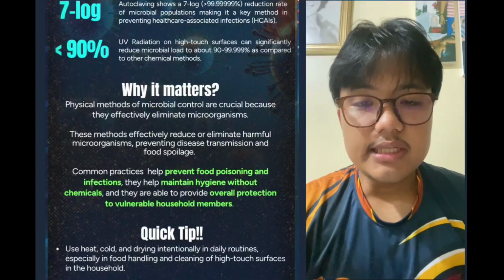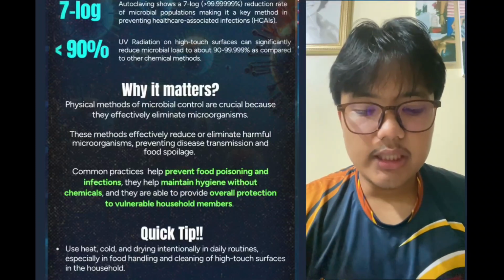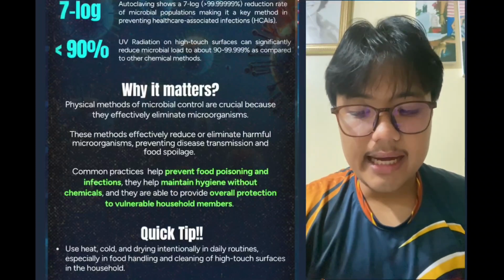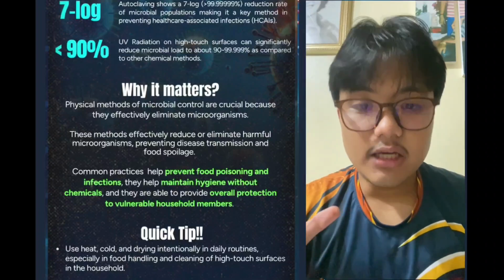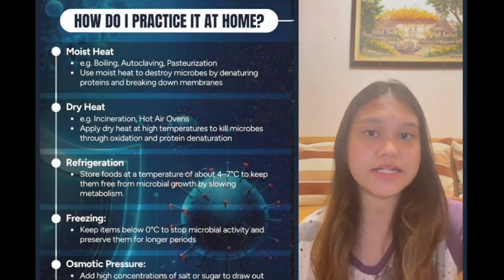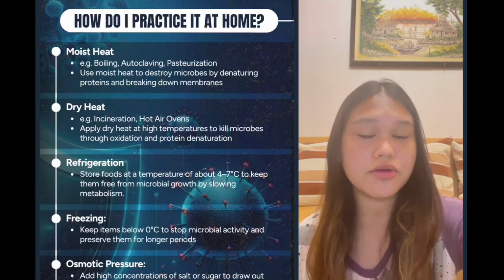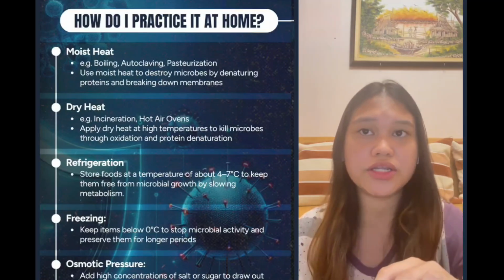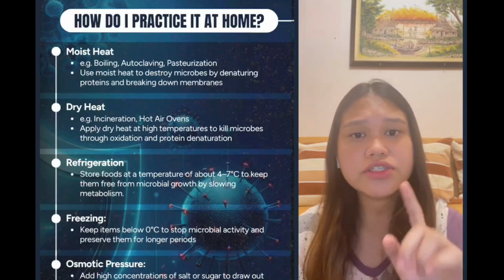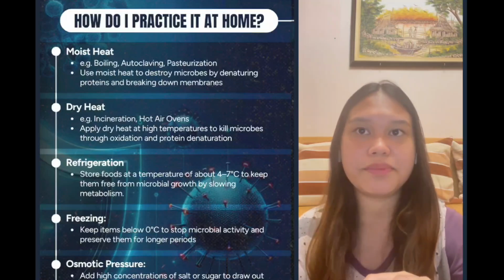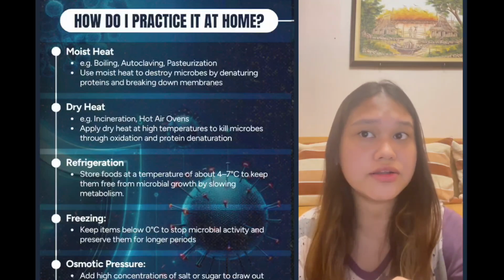A quick tip: Use heat, cold, and drying intentionally in daily routines, especially in food handling and cleaning of high-touch surfaces in the household. Here are examples of physical methods to practice microbial control at home. First, moist heat, such as boiling drinking water and kitchen utensils to destroy microbes. Dry heat, sun-dry pillows and blankets to reduce bacteria and odors.